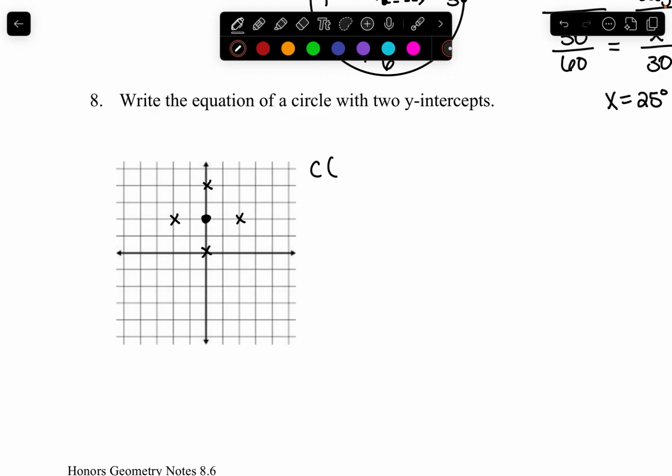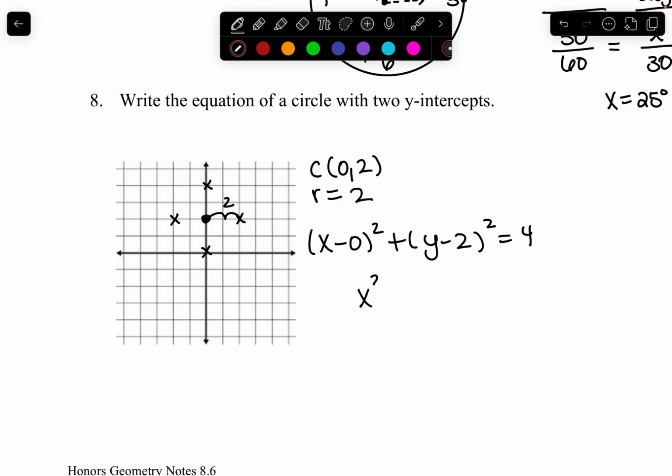So the center is at 0, 2, and your radius is 2 because I've gone a distance of 2 in one of my directions, okay? So this one's going to be easy. I've got x minus 0 squared plus y minus 2 squared equals 4. If you want to rewrite this a better way, you'd have x squared plus y minus 2 squared equals 4.